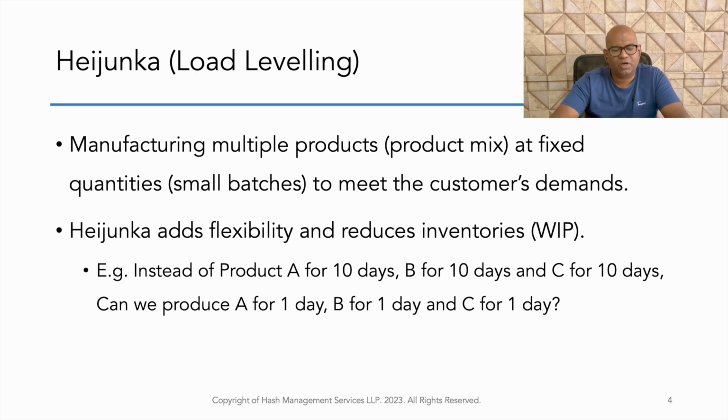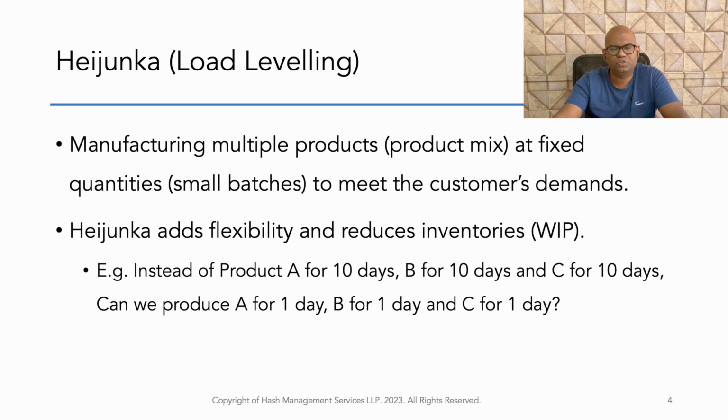For example, if a company has three products, product A, B and C. If product A is manufactured for 10 days, and then product B is manufactured for another 10 days, and then let us say product C is manufactured for 10 days. In this case, because I am running the machine continuously for 10 days on product A, the finished goods will be 10 days of stock.